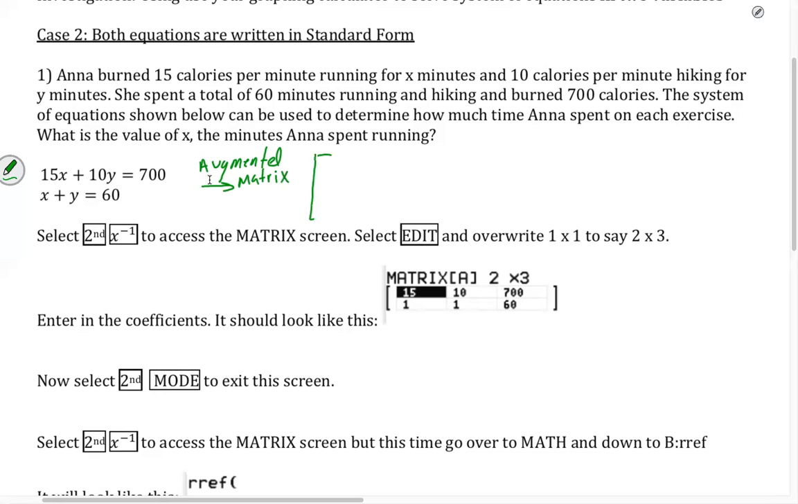Of this? 15, 10, 700, 1, 60. So if I take this augmented matrix, which is a 2 by 3, and type that into my calculator, let's go ahead and do that. Let's type that augmented matrix in.